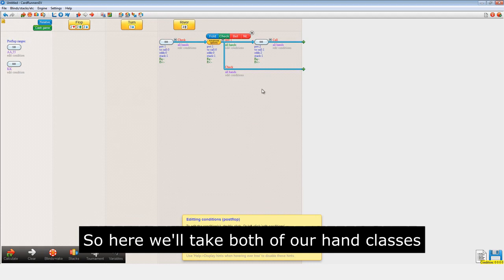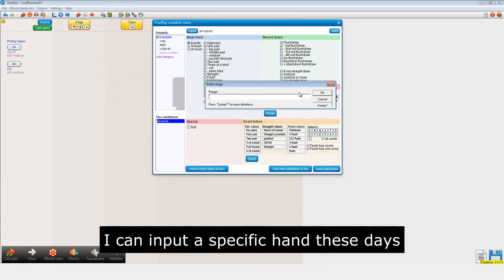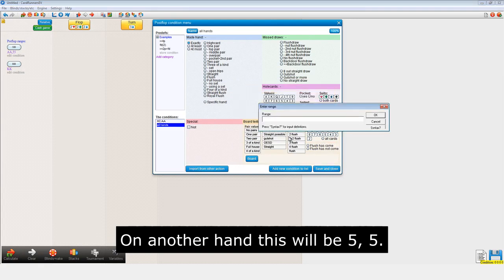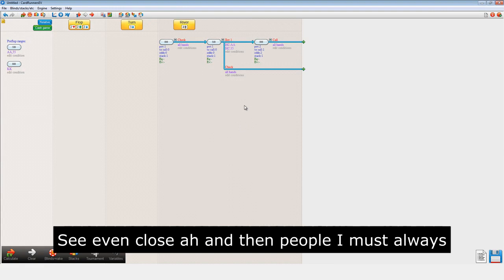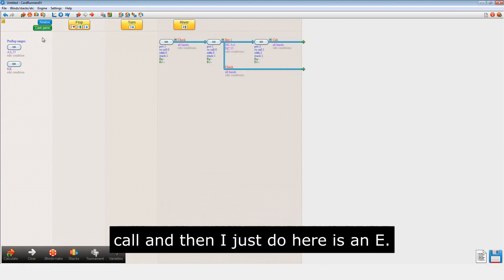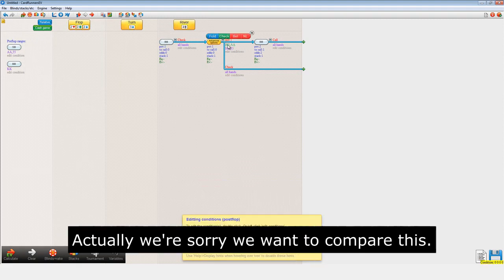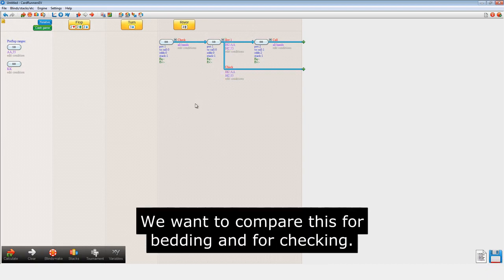So here we'll take both of our hand classes. Here I can input a specific hand. In this case, I'll say ace-ace. I'll add another hand. This will be 5-5. Save and close. And then big blind must always call. And then what I do here is an EV run. Actually, we want to compare this for betting and for checking.